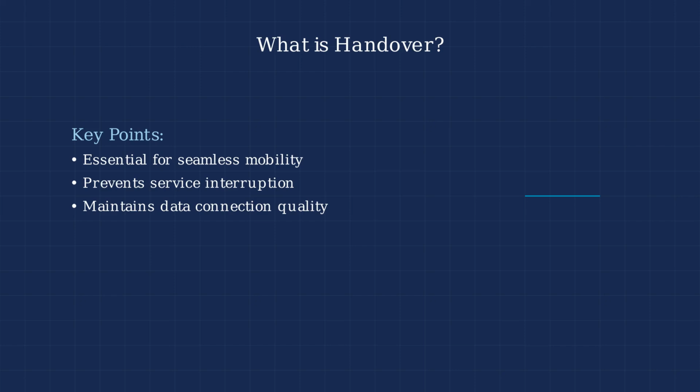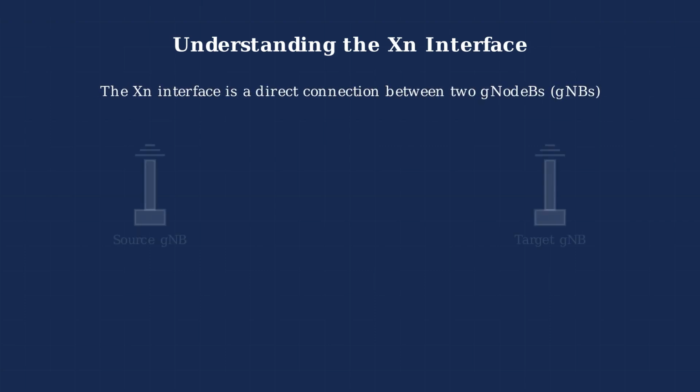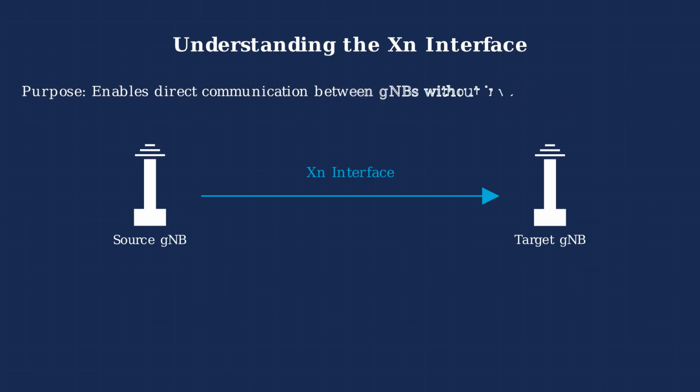quality as users move. The XN interface is a direct connection between two G-node Bs, or gNBs, within the same next-generation radio access network. This interface provides a direct connection for signaling and data transfer between neighboring base stations. The purpose of the XN interface is to enable direct communication between base stations without involving the core network.